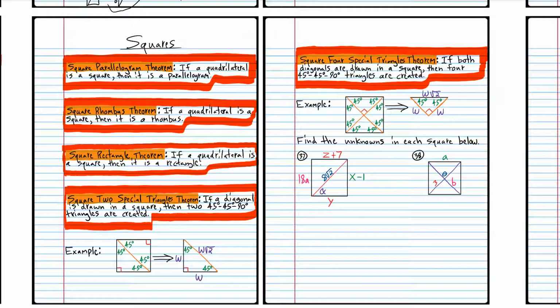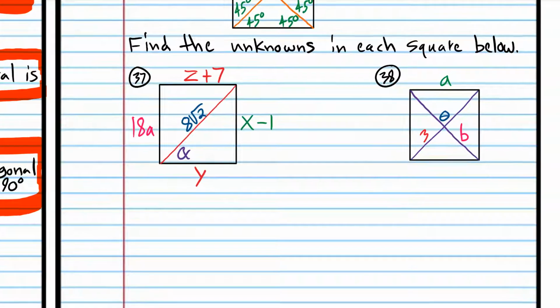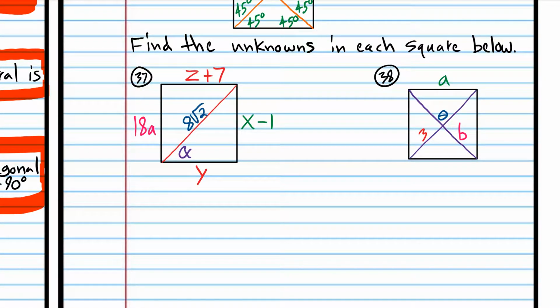I think we only have about 4 problems left, so you're almost done. Well, you're not done, but I'm done. You got to do the homework. But maybe you want to have a lunch break before your homework. So find the unknowns in each square below.